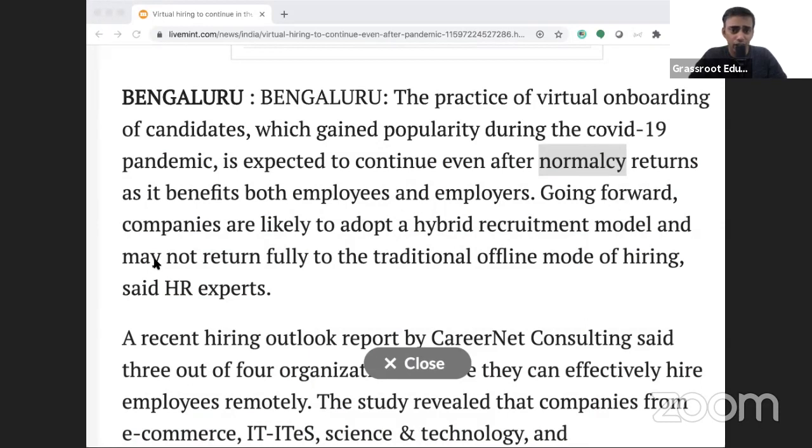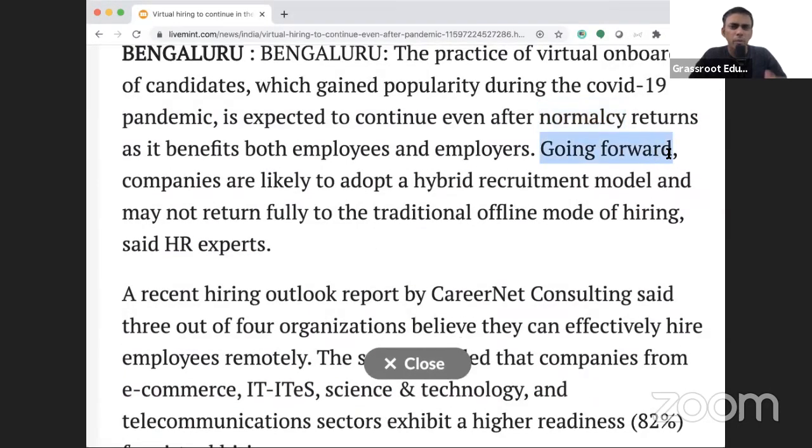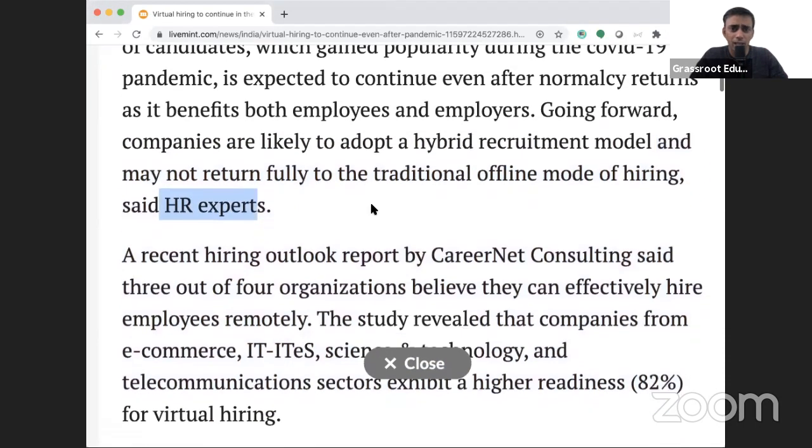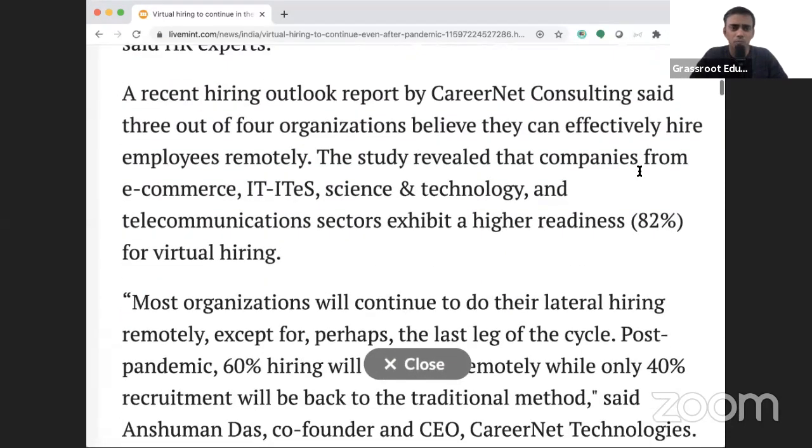Now, going forward, what do you mean by going forward? This is a new phrase that is becoming popular. Going forward, companies are likely to adopt a hybrid recruitment model. What do you mean by hybrid? And may not return fully to traditional offline mode of hiring, said HR experts. Hybrid and may not return to traditional offline mode. I hope you're able to get the meaning here.